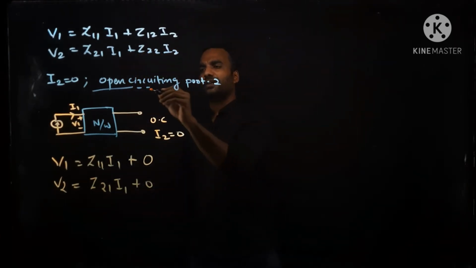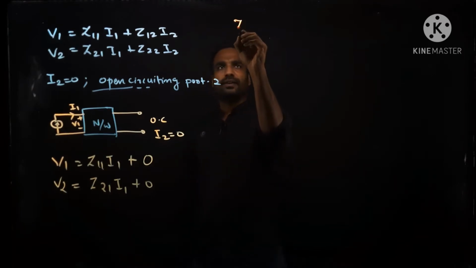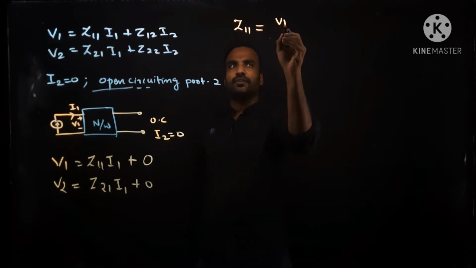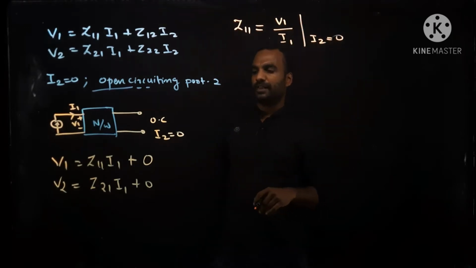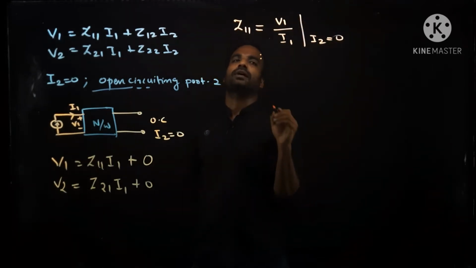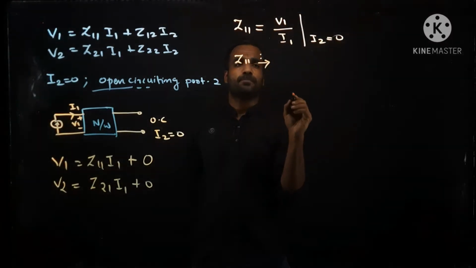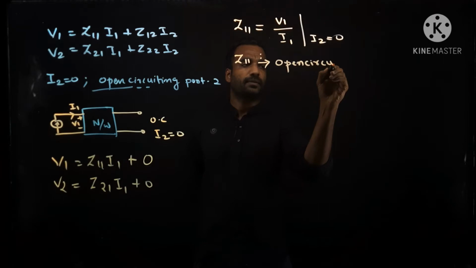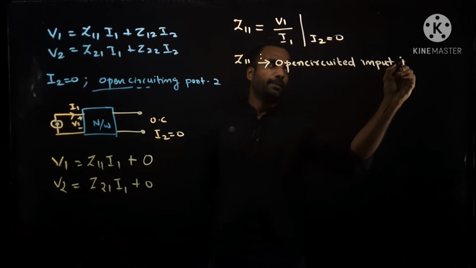Okay, so what was the condition? We are open circuiting port 2. Please remember that. Now let me write what is Z11. Z11 is equal to, from this equation it is V1 by I1 at I2 is equal to 0. Is it okay? This is the condition and this is the equation. And this Z11 is known as open circuited input impedance.